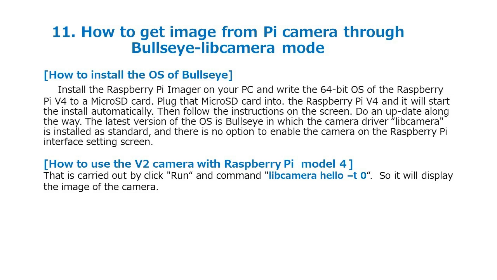The latest version of the OS is Bullseye, in which the camera driver, libcamera, is installed as standard, and there is no option to enable the camera on the Raspberry Pi interface setting screen. How to use the V2 camera with Raspberry Pi Model 4. That is carried out by clicking, running, and the command libcamera-hello -t 0. So it will display the image of the camera.